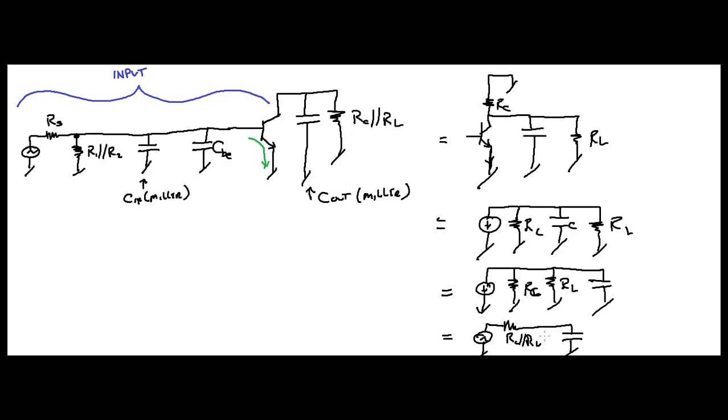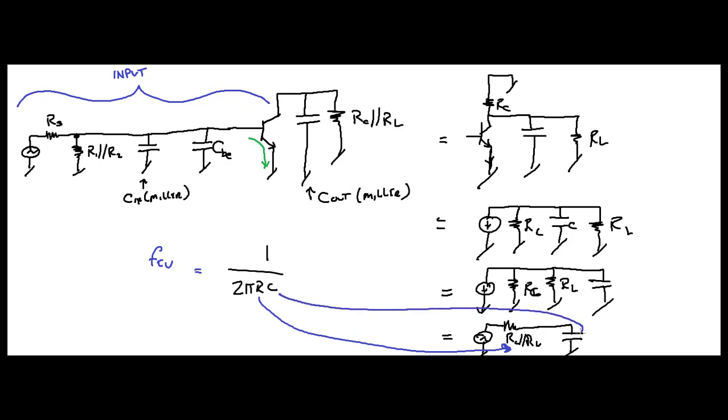So when you write your equation, FC upper equals 1 divided by 2 pi RC. Your R is here. That's what that's equal to, RC in parallel with RL. And your capacitance is equal to this, which is your C out Miller. All right.